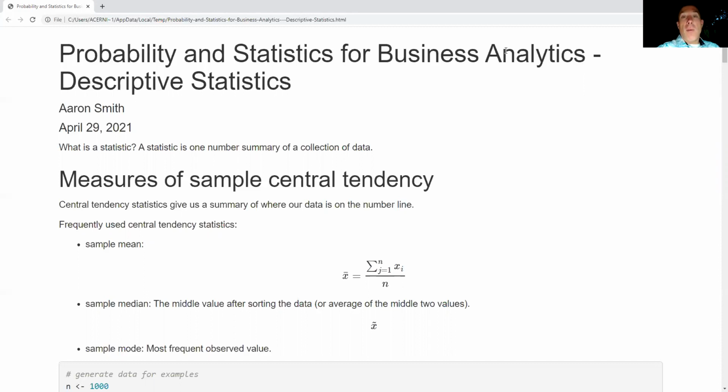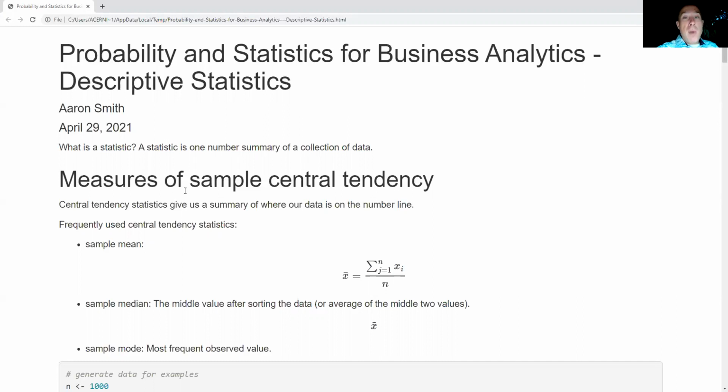The other one we're going to talk about is dispersion. Dispersion is a measurement of how spread out our data is. The idea is if I know where the middle of my data is and I know how dispersed my data is, I have a good idea of where on the number line my data lives. So let's go ahead and start talking about central tendency.